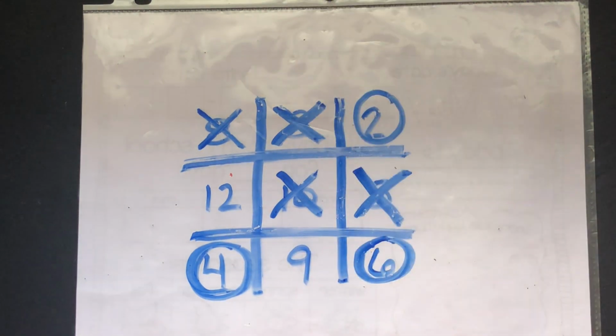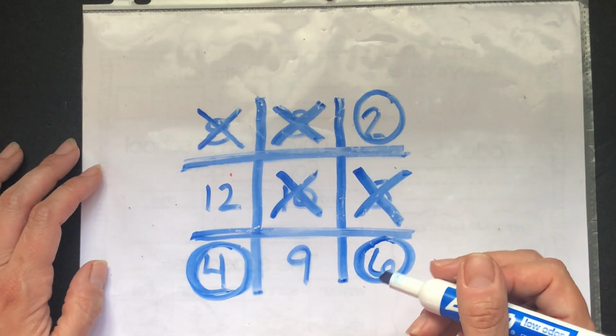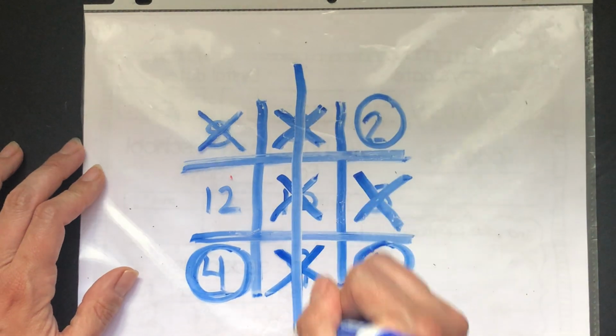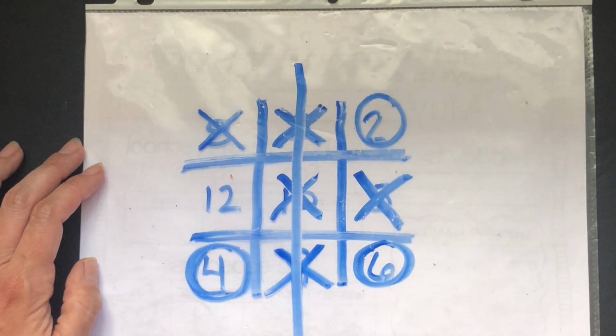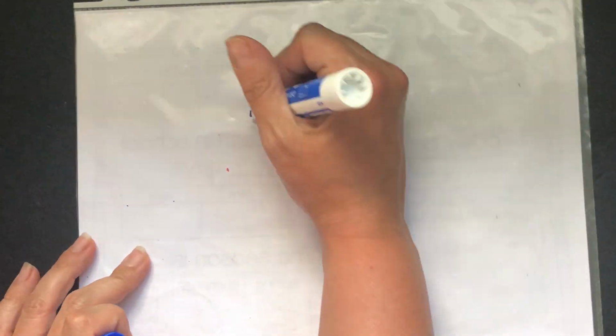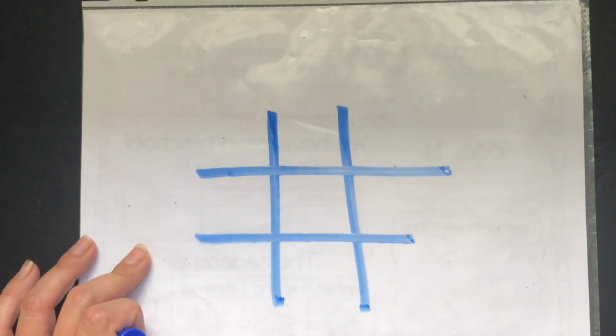Now let's pretend that X's went and they went here. X's would have won because they had 3 in a row. You may play and not have any winner. Sometimes that happens in tic-tac-toe. And if that happens, then what you would do is just erase the board and then you can start again. And if you want to play again, you make a new board and you could put whatever numbers you want in it that you can roll on the dice.